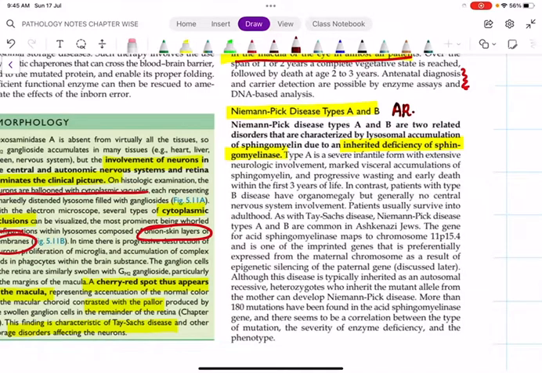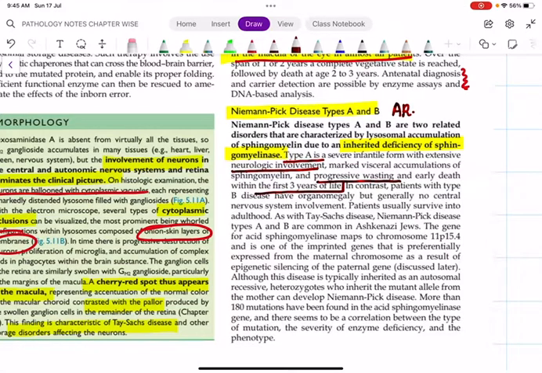And we have type A and type B. Remember, type A, I'm going to stress it, is a severe infantile form. Why do we call type A a severe form? Because there will be extensive neurological involvement. There will be progressive wasting, and remember, death within 3 years of life.